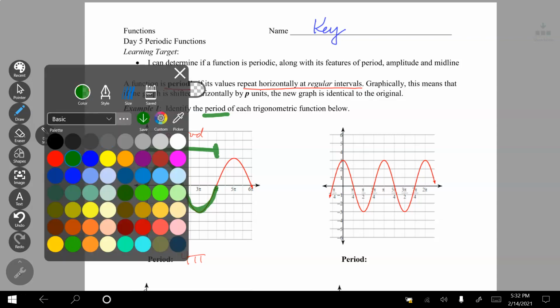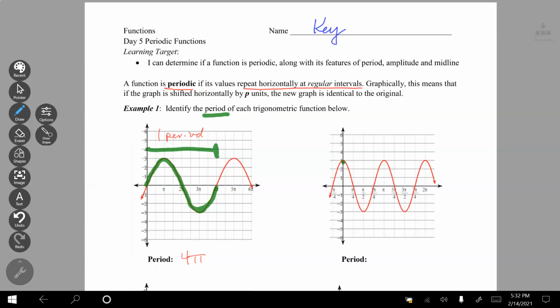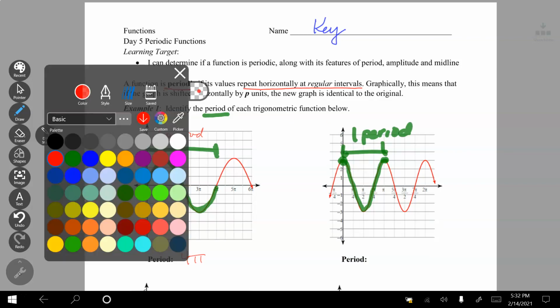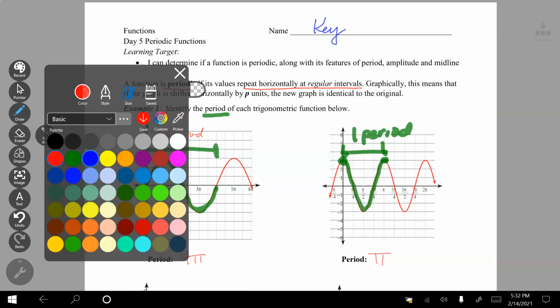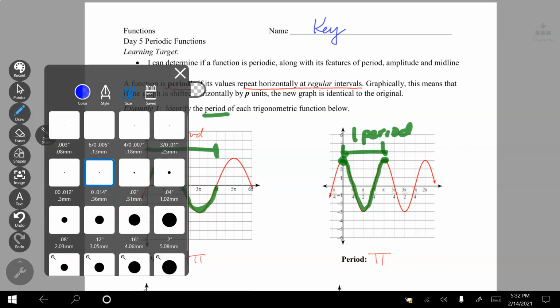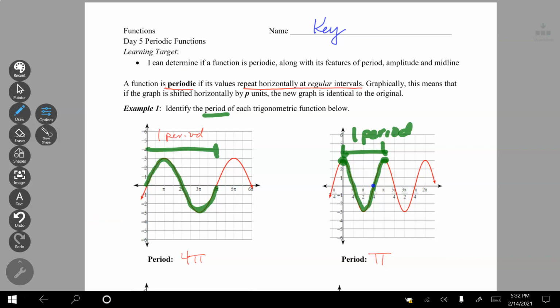So I'll do the same thing over here. I'm going to start here. I can go from this point to this point, and this is one period, and that value, I've got to go thinner, is equal to pi. But a period doesn't have to start from the y-axis. I could have started here and drawn one cycle, and from here to here, this is still pi, the length on that x-axis.